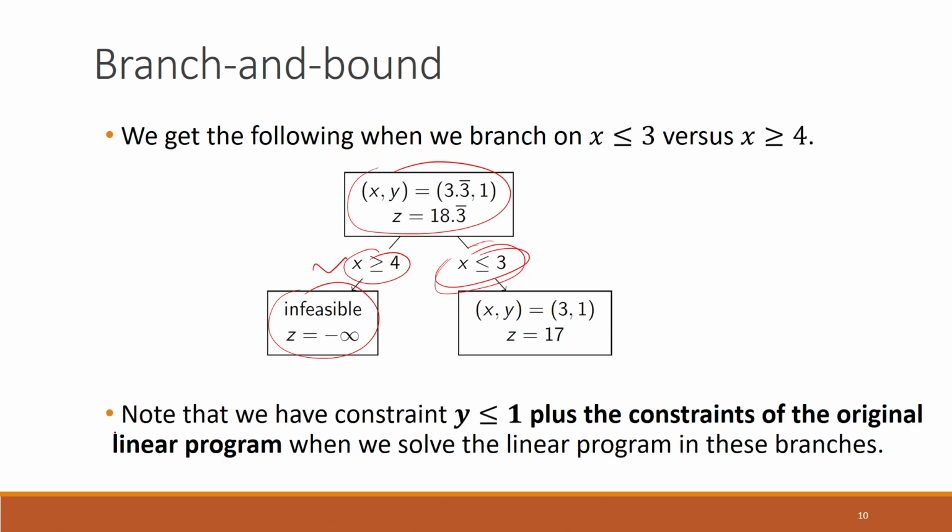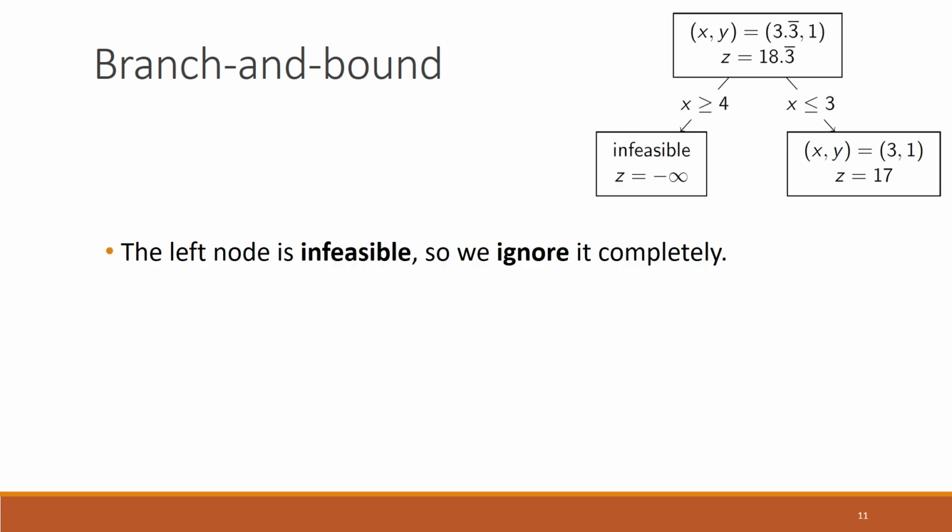So, this point here is saying the same thing, that we have the constraint y less than or equal to 1 plus the constraints of the original linear program when we solve the linear program on these branches. Okay. So, these constraints, either if we add x greater than or equal to 4 or if we add x less than or equal to 3, they are just getting added on top of the constraints that we already had here. Okay. So, since this left node here is infeasible, this can be ignored completely because there is no feasible solution, leave alone thinking of having the optimal solution.